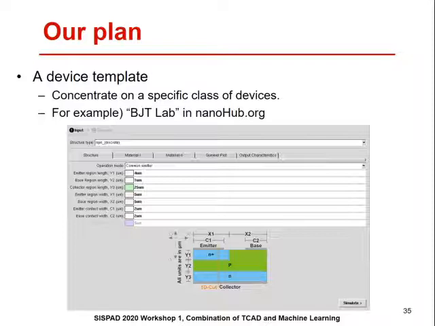Our short-term plan is to introduce a device template. Instead of trying to build a general solver, we may restrict ourselves to a specific class of devices. For example, in a tool available in nanohub.org, we can generate various BJTs by changing some parameters. I think that it can be a short-term solution.